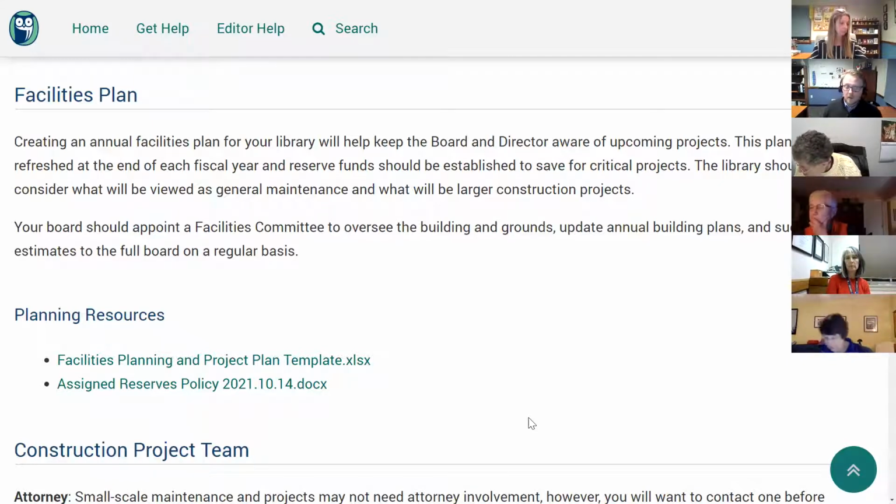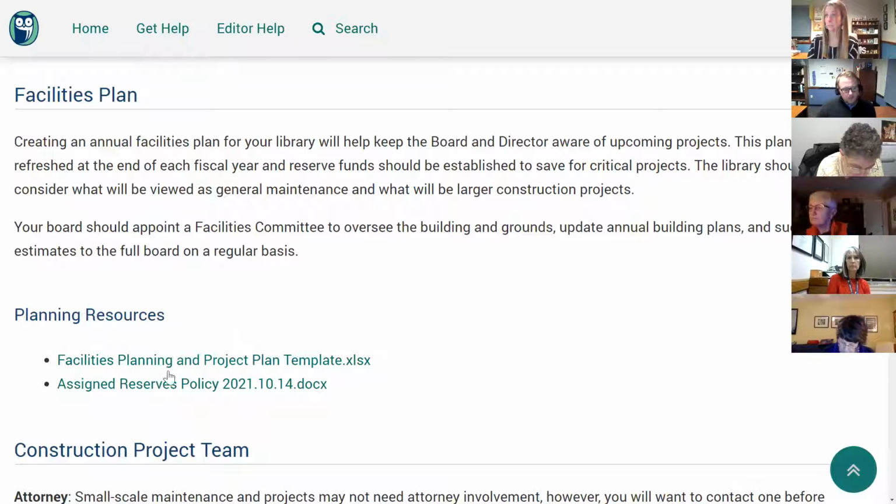The board should have a facilities committee appointed, and they're tasked with overseeing the buildings and grounds, updating the annual building plans, and suggesting cost estimates to the full board on a regular basis. This is one of those standing committees that every library should have. This doesn't necessarily mean that you're in charge of getting all of this stuff done. It just means that you are in charge of tracking all of the information.